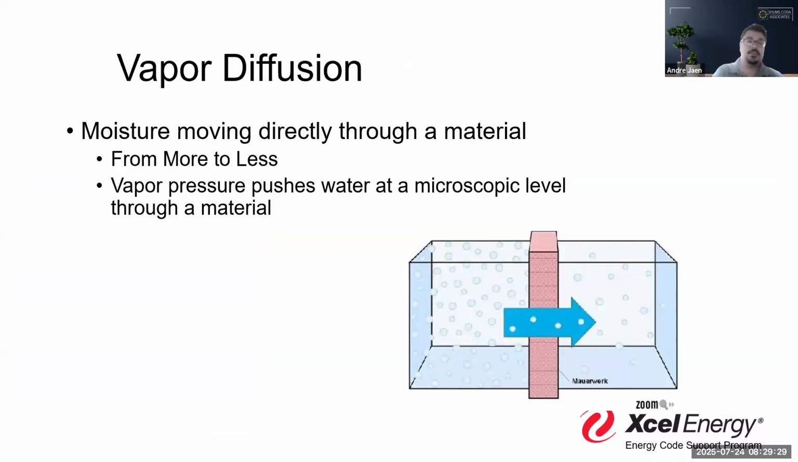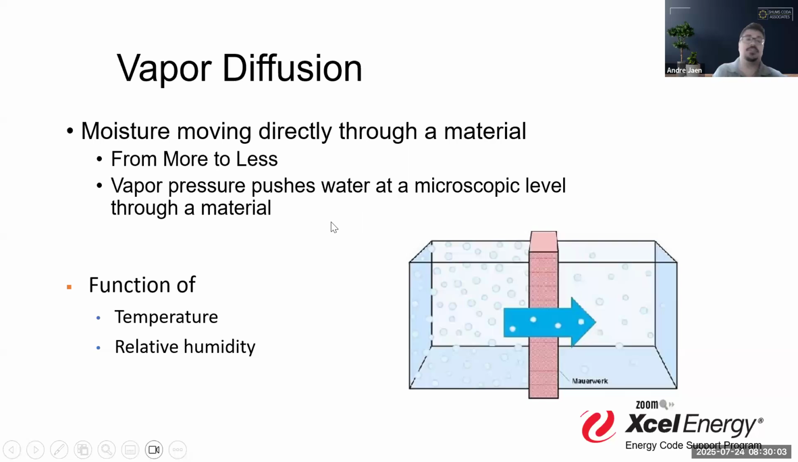So when we talk about vapor diffusion, we're talking about basically one of the rules of physics, that everything in the universe wants to normalize. So all of the water molecules over here, they want space. They don't want to be bumping into each other all the time. So they want to diffuse through any other material to have as much space as possible and normalize so they're everywhere. They want to take up all the space that they can and be everywhere. And so vapor will use pressure to push water through materials at a microscopic level. And it's a function of temperature and relative humidity.